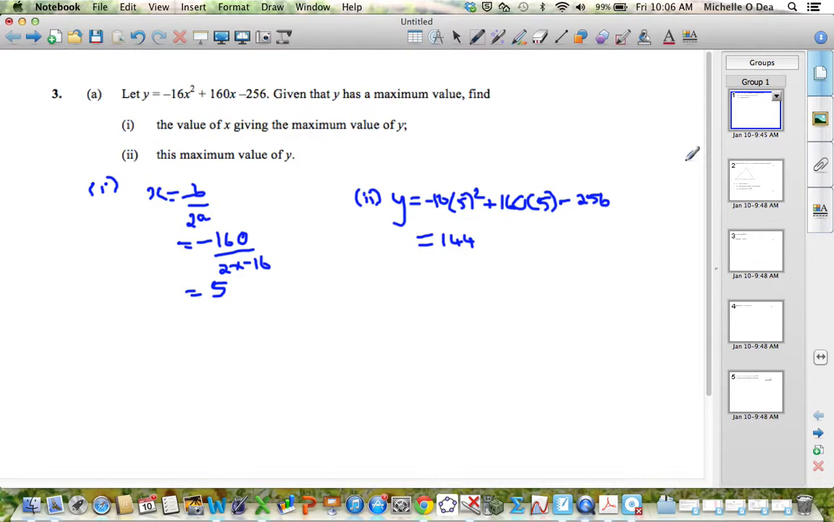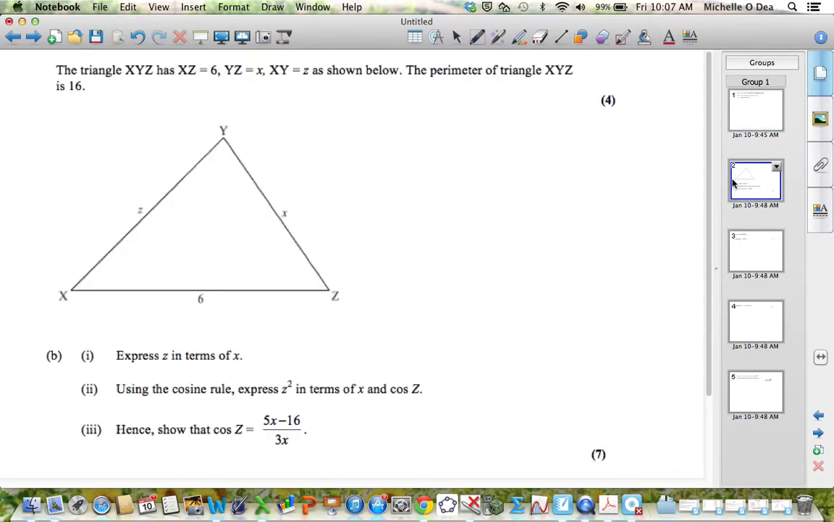Okay, so that bit was reasonably straightforward, and as you can see, obviously no trig. However, remember with these long questions that the parts often relate to each other, so keep that in mind for later on. So now we have a triangle XYZ. We have some various measurements, as you can read, and we know the perimeter is 16.